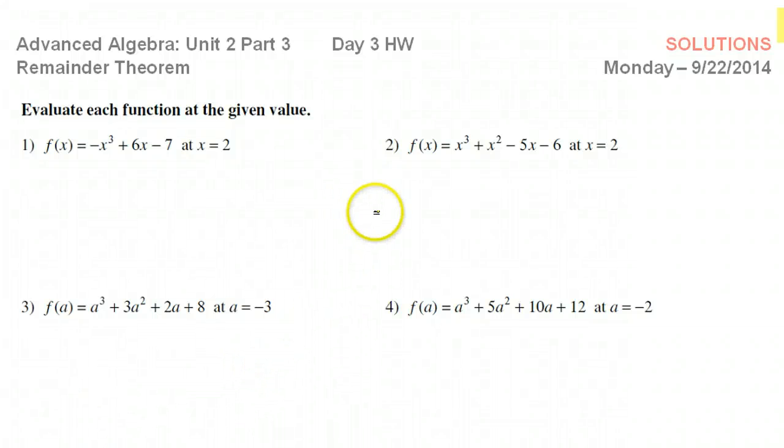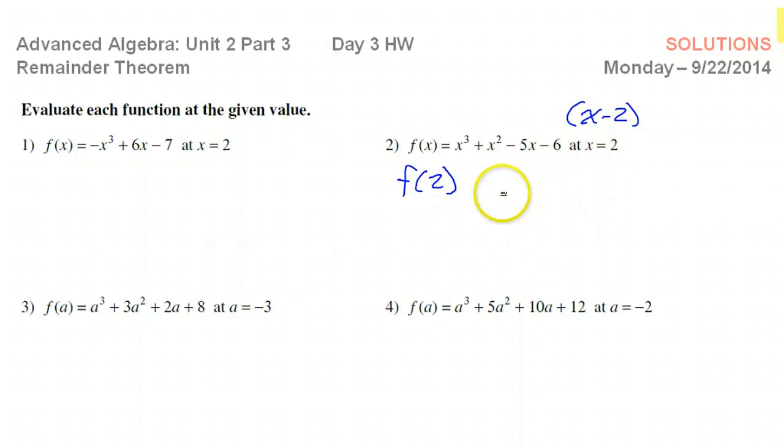Alright, this video is about the remainder theorem. The remainder theorem says that if we divide this polynomial by, let's say, x minus 2, the remainder that you get is the same thing that you would get if you evaluated the function f at 2.